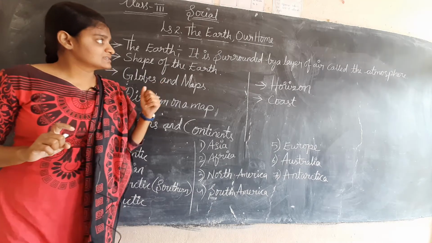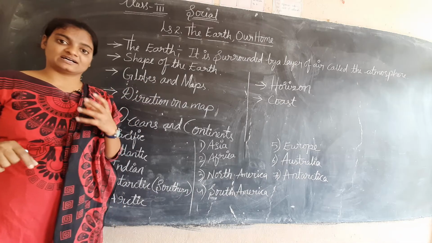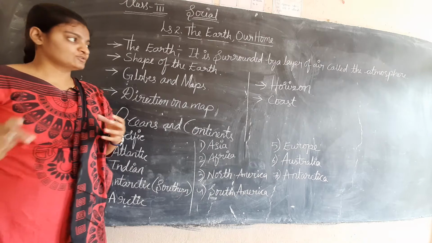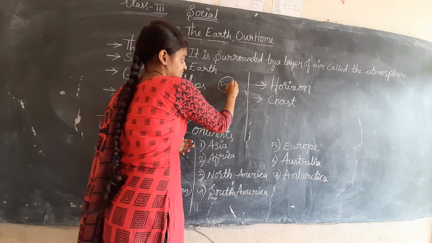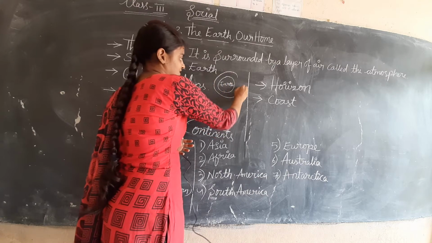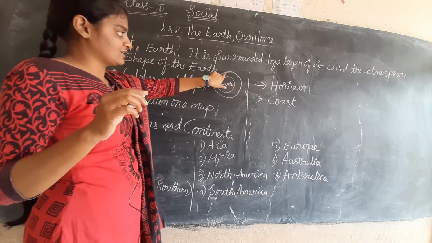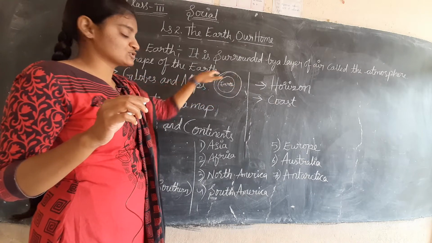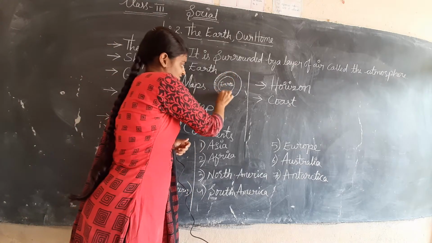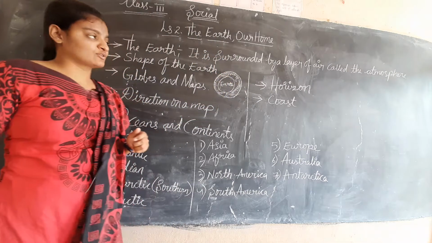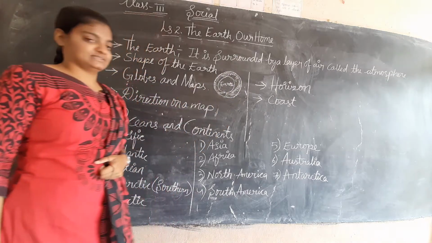So earth is surrounded by a layer of air. If this is the earth, then one layer is surrounding it. Earth is surrounded with a layer of air. This layer is called the atmosphere. We call this layer the atmosphere. In that way air surrounds the earth.